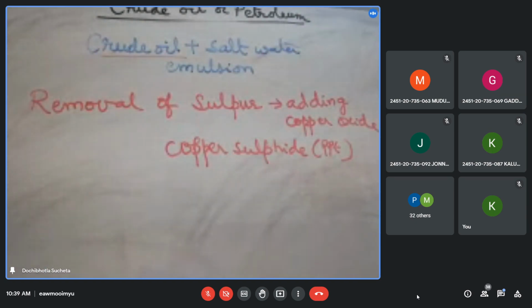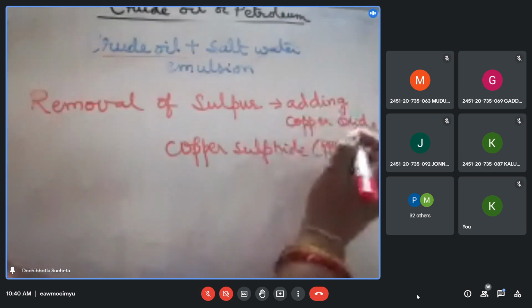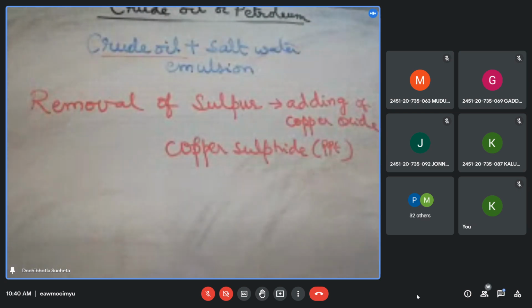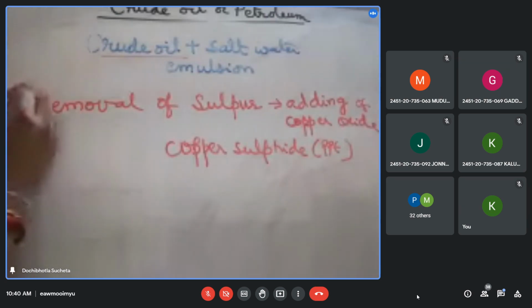So that's going to be the second step of the refining process. What's the first step? First step is removal of water from the emulsion. After that, removal of sulfur. How is sulfur removed? By adding copper oxide compound and converting it into copper sulfide. This is the second one.